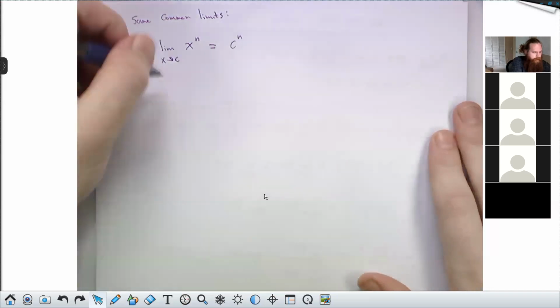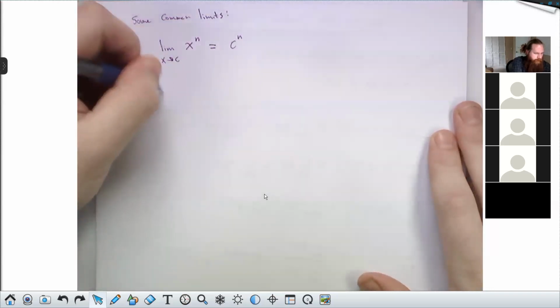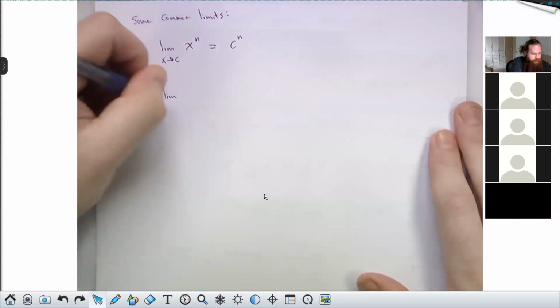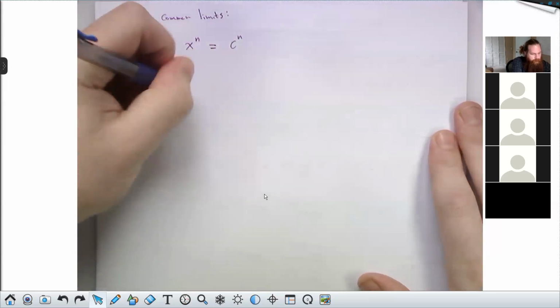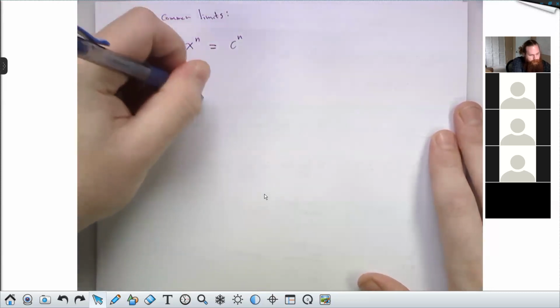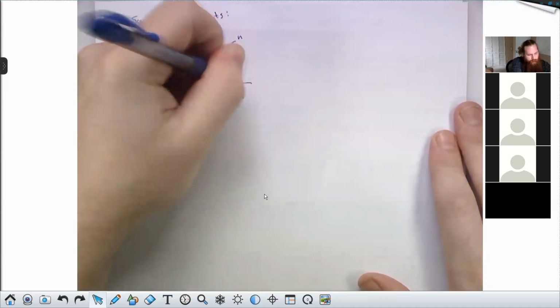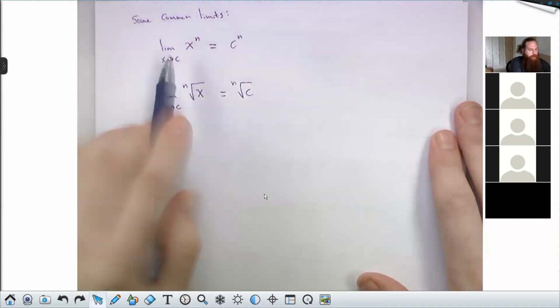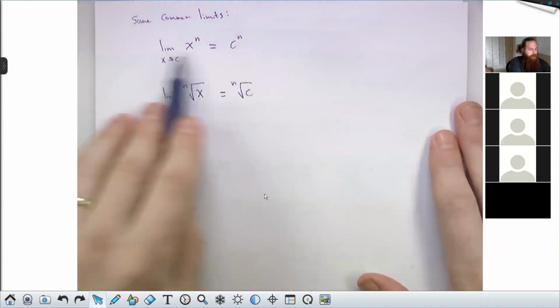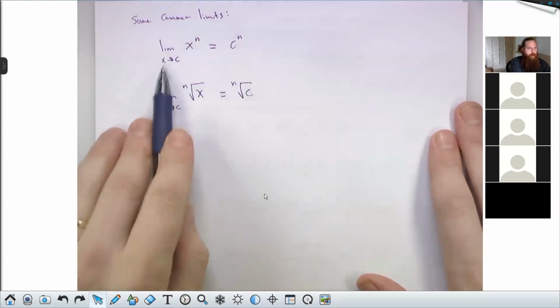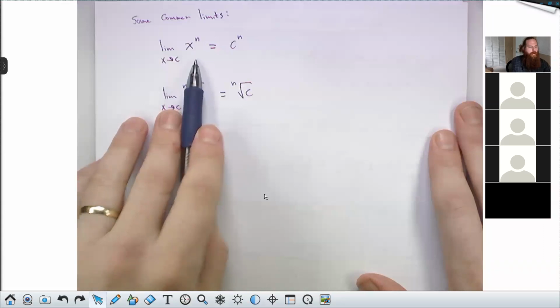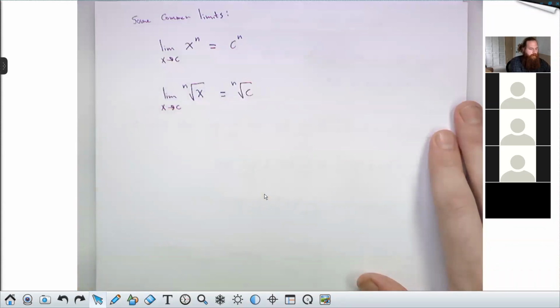And again, you could take this as being a special case, but you could say the limit as x approaches c of the nth root of x will be the nth root of c. So these aren't limit laws. We're not breaking up a limit or anything. We're just saying that for any sort of power function, if you're trying to take the limit as x approaches c, you'll just get c to the n.